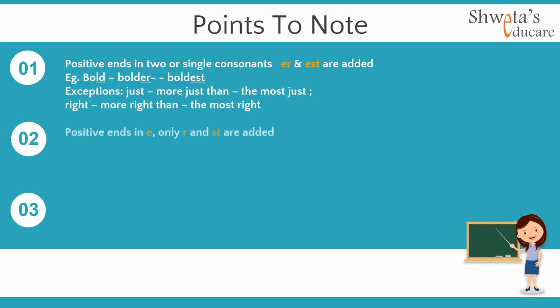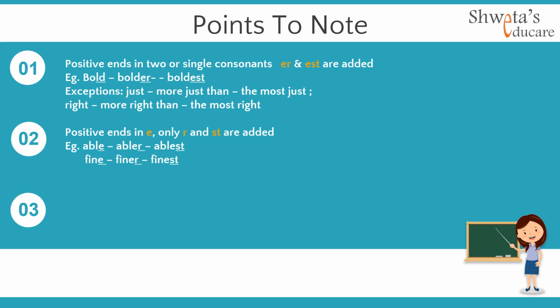Moving to the next point, point number 2, positive ends in E. Only R and ST are added. Example, able, E is underlined. You just add a single R. So it becomes abler in comparative, and ST makes it ablest in superlative. Similarly, fine becomes finer, finest.